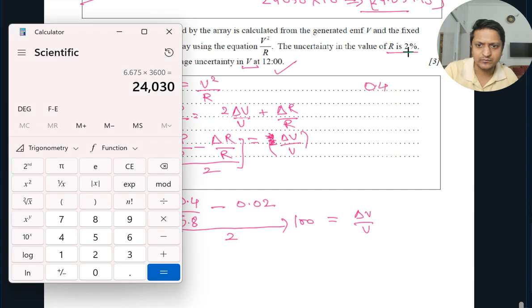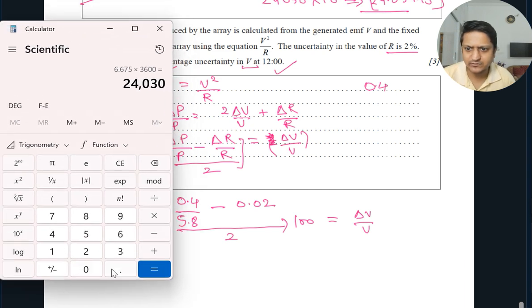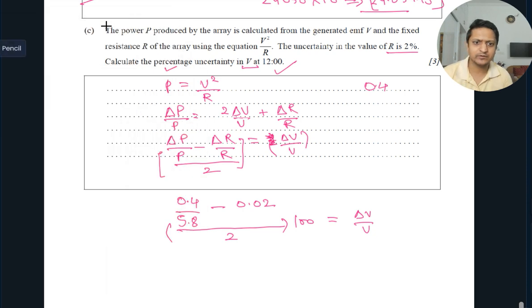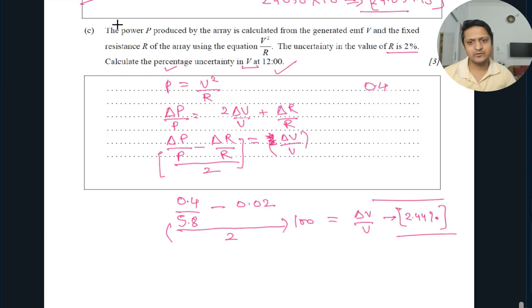So let's see whether we were right or not. Let's calculate it first. 0.4 divided by 5.8 will be this much, minus 0.02, this divided by 2, into 100. So this is 2.44%. So this is the right answer. So the percentage uncertainty of V is 2.44%.